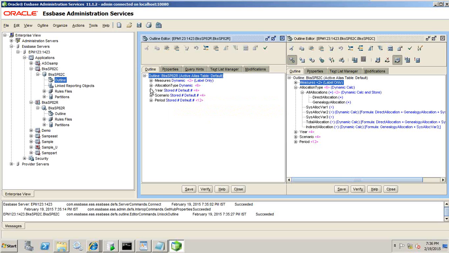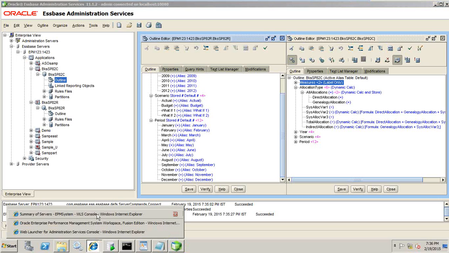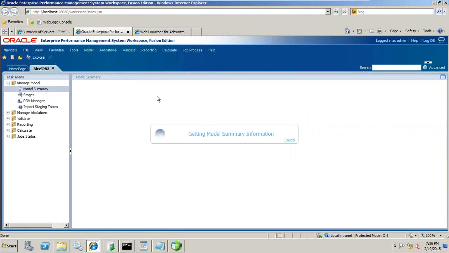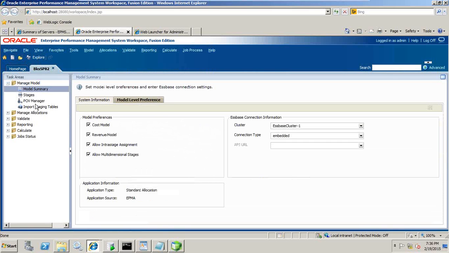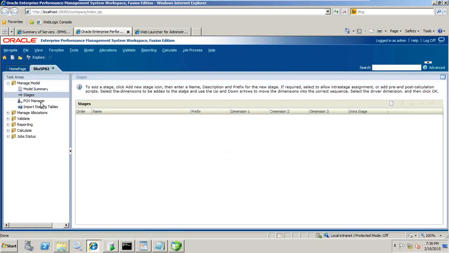We in turn have got a point of view. As I said, you got year, scenario, and period. Right. In addition to this, when you look at the browser based interface, this is how it looks. You have got different manage models. You can see the model summary where you see the information about configuration, your ASP server configuration, and your model preferences. You have got different stages, which are not configured over here, point of view, different manage allocation, different validation, driver, validation rules, reporting, calculations.